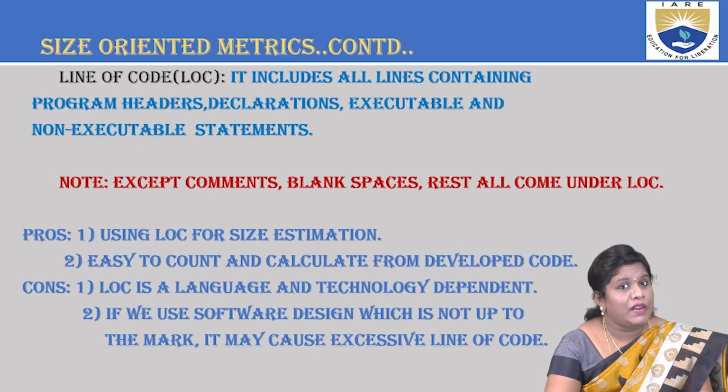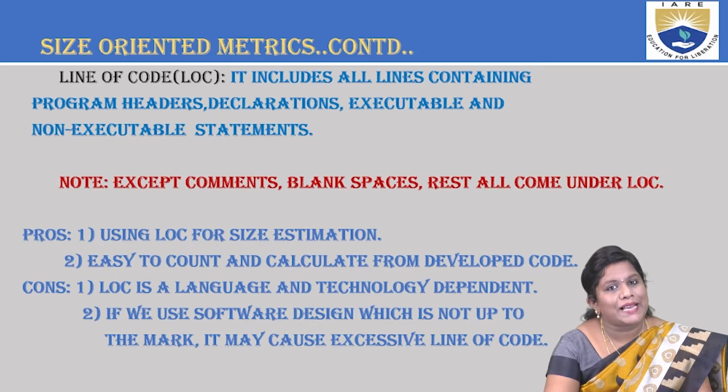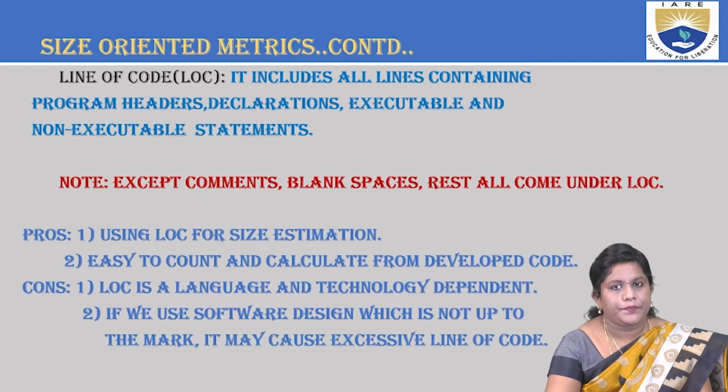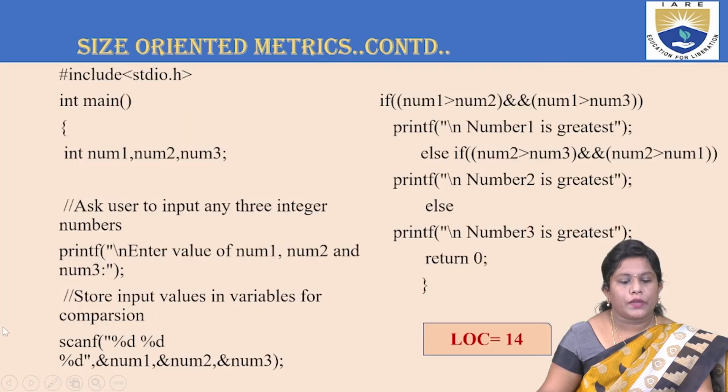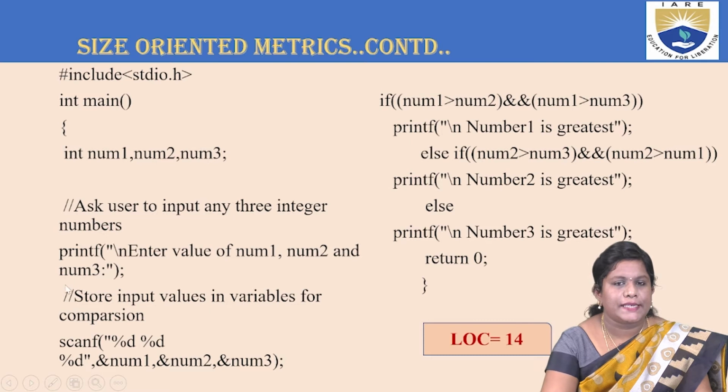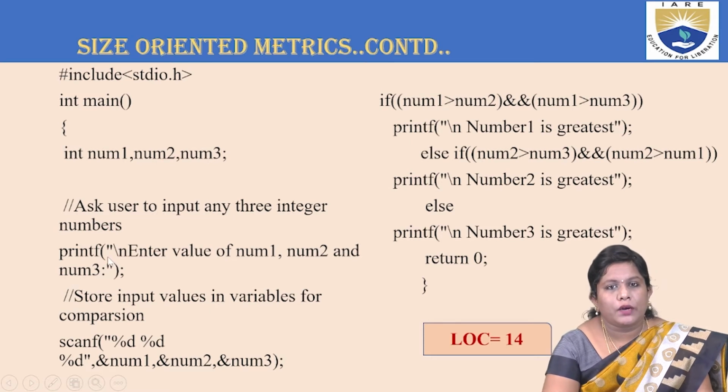If you have excessive lines of code, then what happens? Your execution time also increases. So it is better we reduce the code to the max level, right? So moving to a small program that is here, which is talking about the greatest of the three numbers.